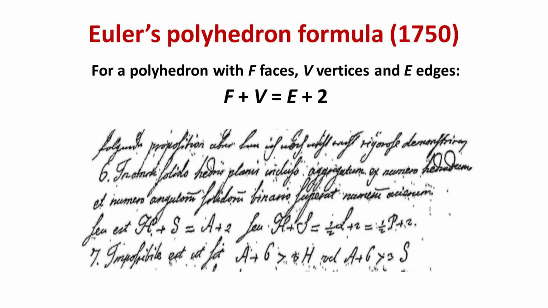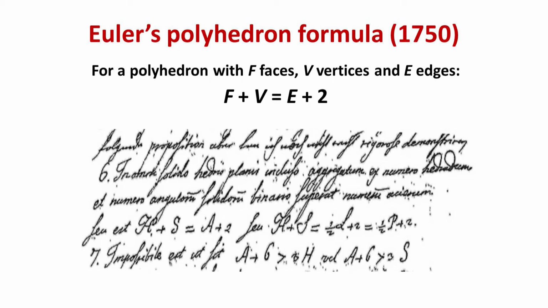Euler was also responsible for introducing the polyhedron formula in a letter to Christian Goldbach in 1750. If you've got a polyhedron such as a cube, this has F faces, V vertices or corners, and E edges, then F plus V equals E plus 2. For example, a cube has 6 faces, 8 vertices and 12 edges, and 6 plus 8 equals 12 plus 2.